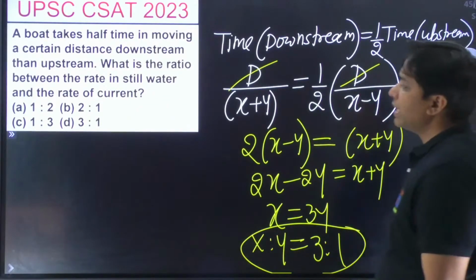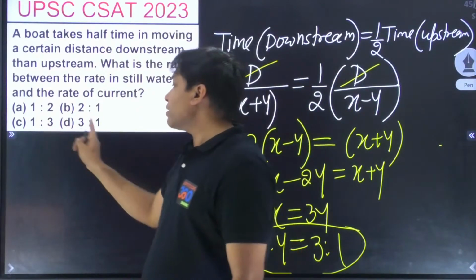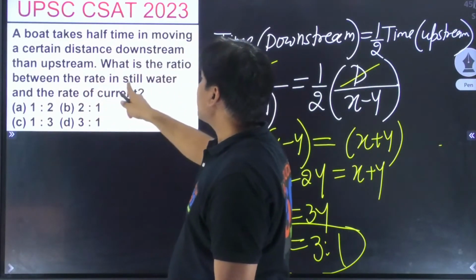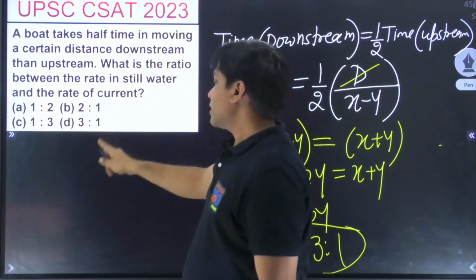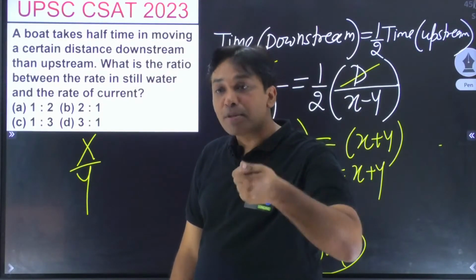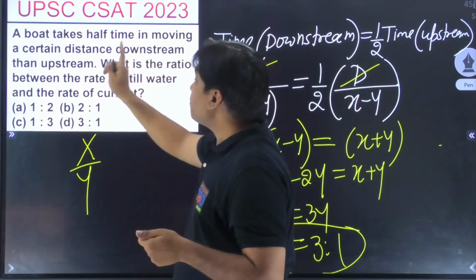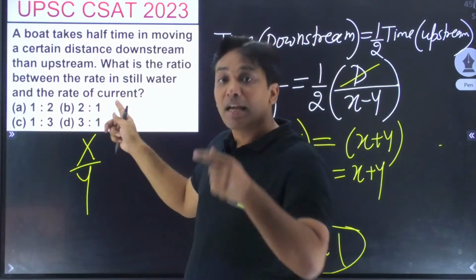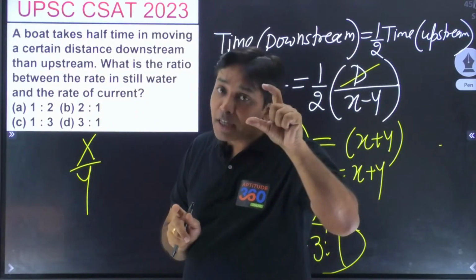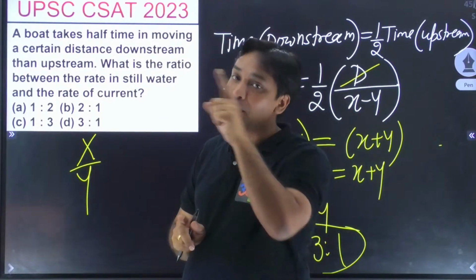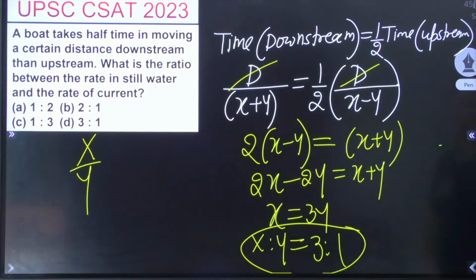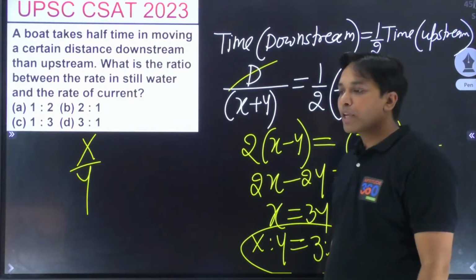You have to be very careful, because you have got 1 is to 3 and 3 is to 1, both of them are the options. The problem asks the ratio between the rate of the still water and the rate of the current. So they are asking you x upon y. Had the problem been just the opposite, and they would have asked you the ratio between the rate of the current and the rate of the boat in still water, they were asking you to find y is to x. In that situation, the answer would have been 1 is to 3, is it not? But here, our answer came out as 3 is to 1, and then we are done. Are we clear with this?